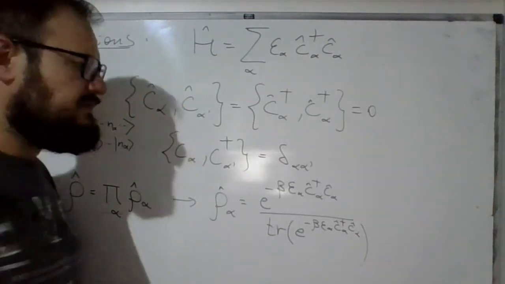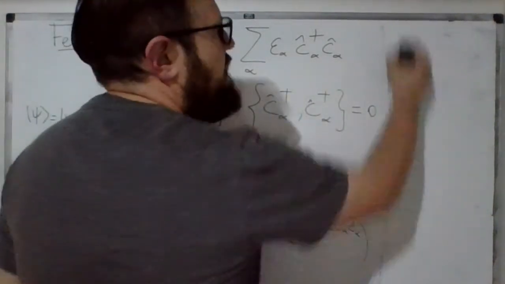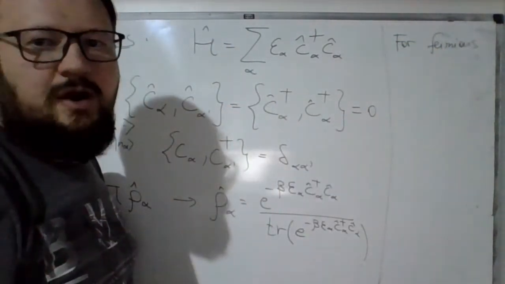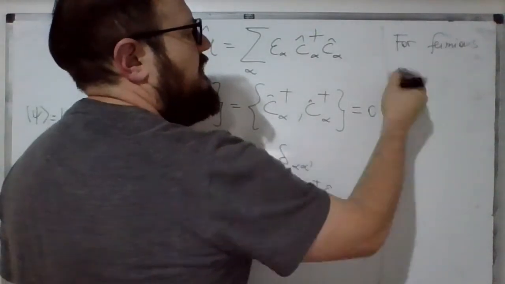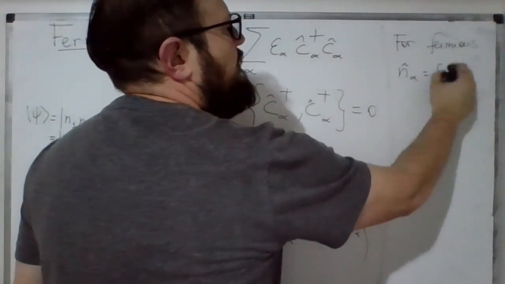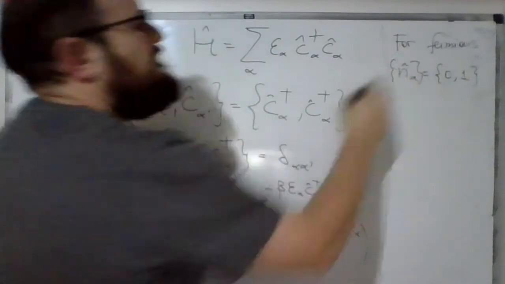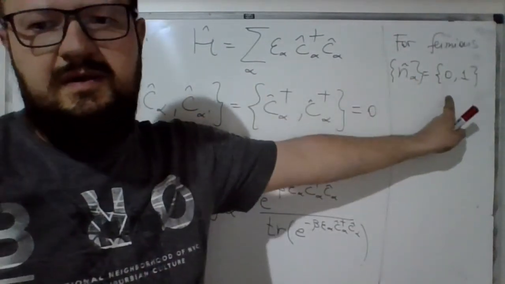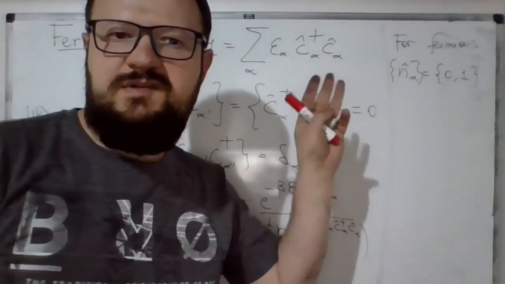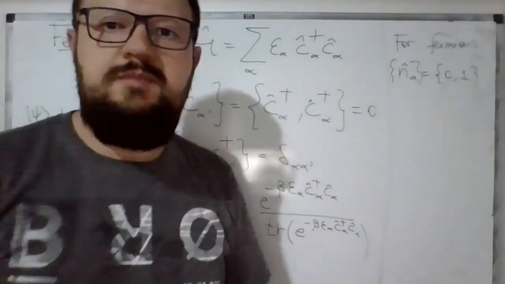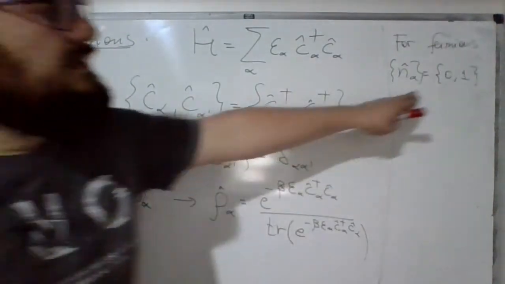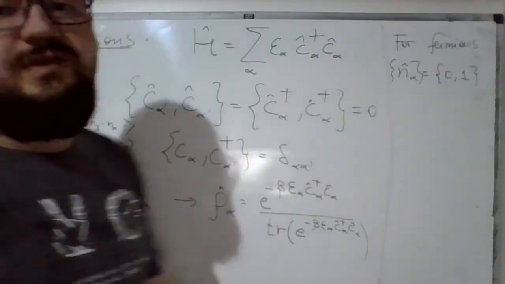But now for fermions, just remember, the occupation for a given alpha can be only 0 or 1. So the set of eigenvalues of this operator corresponds to two possible values, 0 or 1. The state must be unoccupied or occupied. You cannot put two fermions in that state. The maximum allowed number is 1 and the minimum is 0.